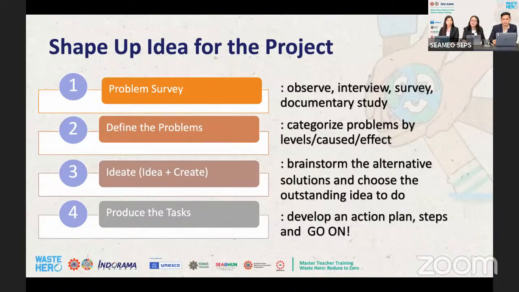And the last one is produce the task. This is the time for shining the idea into the task. We have to help them declare the action plan, the steps of what to do, and go along with them like a mentor. In this step, the teacher is turned into a mentor, okay?